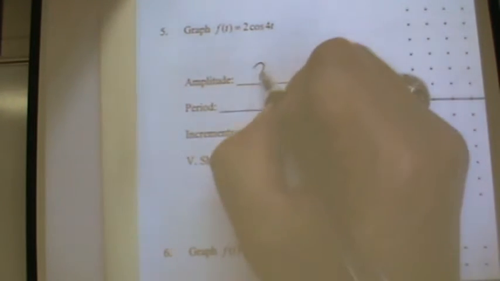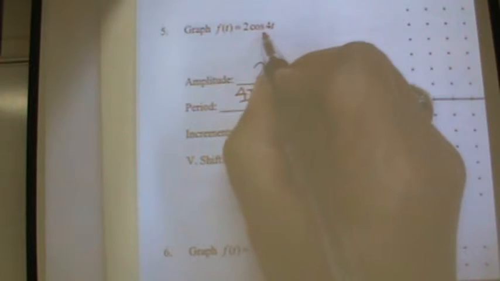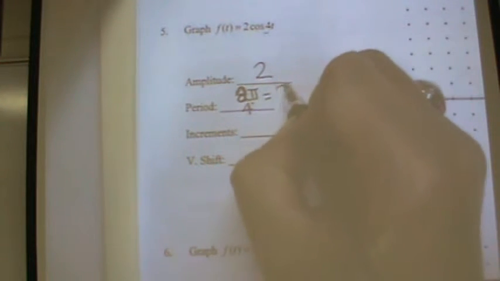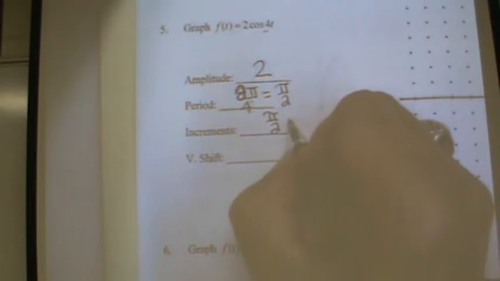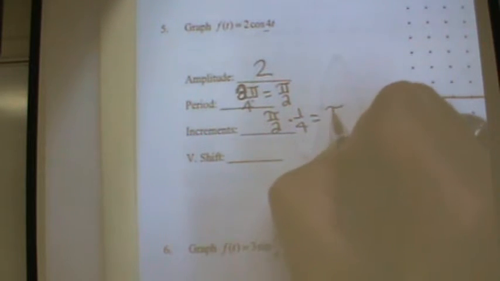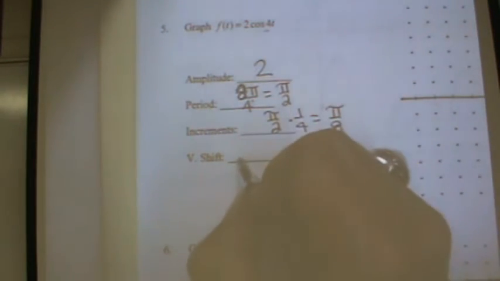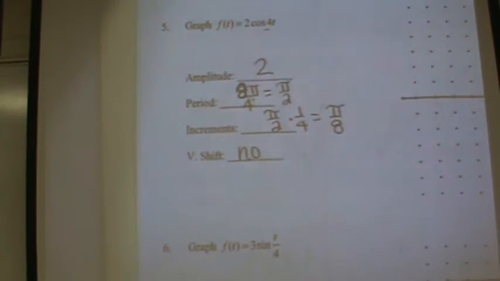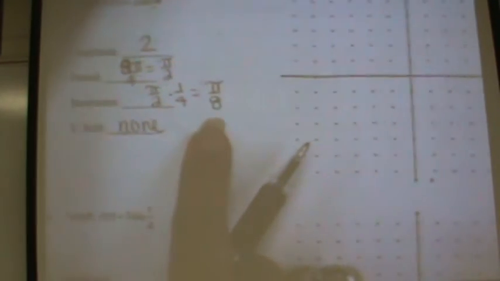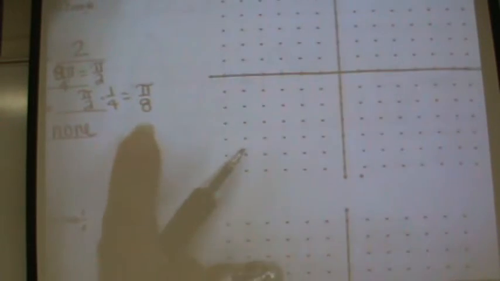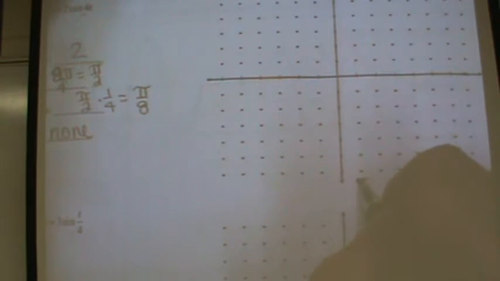2, 2 pi over 4, so the period is pi over 4? Thank you. And then what do you do with this? Cut it into 4 parts, so it's pi over 8. Okay. In this one, there is no vertical shift, so write none. So what are we counting by? Pi over 8. So what does my graph look like?